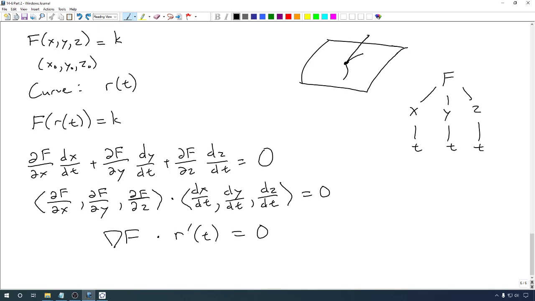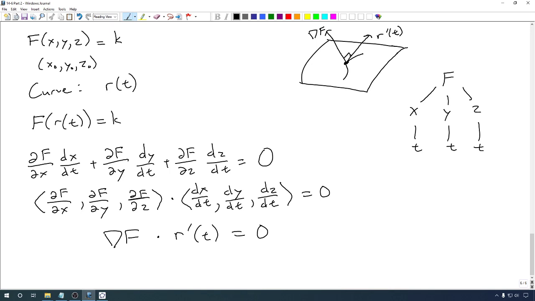So r prime of t is a tangent vector to the curve, and then the gradient is giving me a vector that's pointing off in this other direction that is perpendicular to it, because their dot product is equal to 0. But there's nothing special about this particular curve. The only thing about the curve is that it is in the surface. And so really, what we're saying is that the gradient of f is perpendicular to the surface itself.